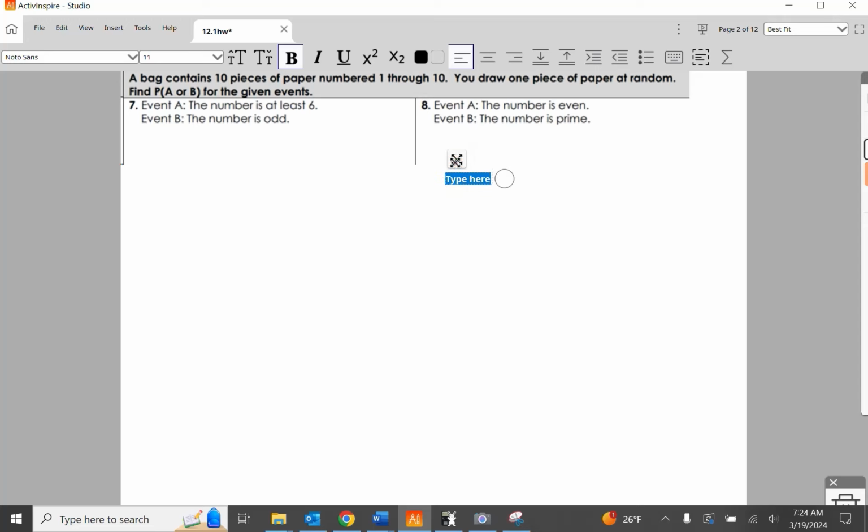So if I think about my sample space here, even numbers would be 2, 4, 6, 8, 10. Prime, which I know throws a lot of kids off, the lowest prime number is 2, then you have a 3, then you have a 5, then you have a 7. Now one thing I do notice here is there is some overlap. They both contain a 2.